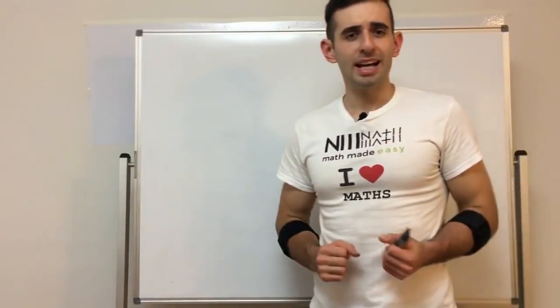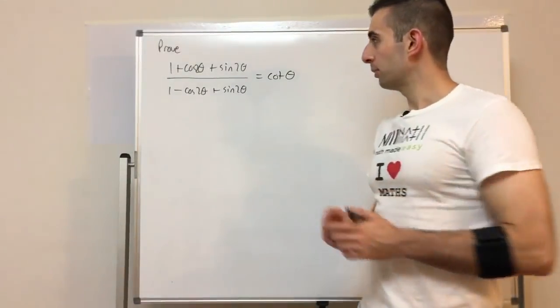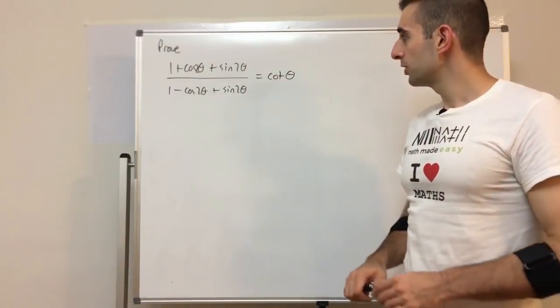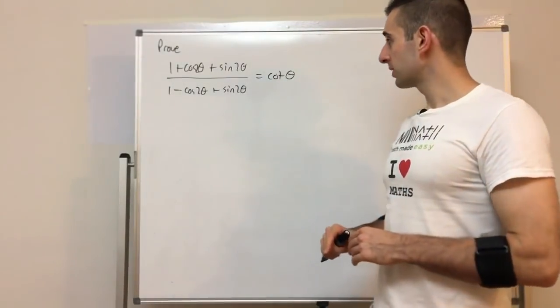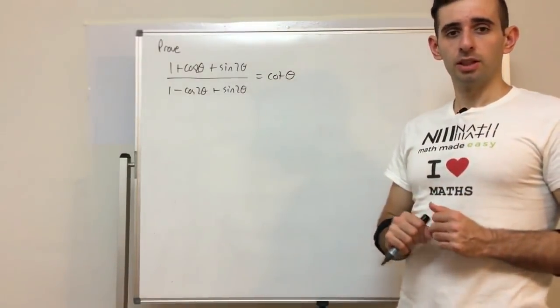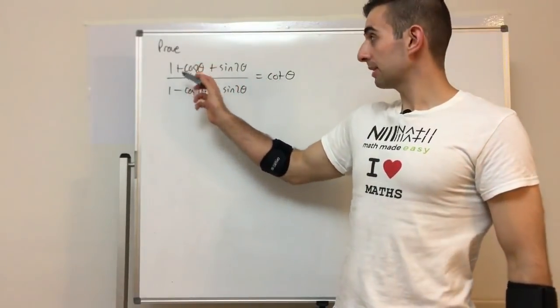And let's look at an example now of how to apply this trick. Let's consider this example. Prove 1 plus cos 2 theta plus sine 2 theta over 1 minus cos 2 theta plus sine 2 theta equals cot theta. So clearly here, we can see we've got double angles everywhere, and we've got this 1 plus, 1 minus.